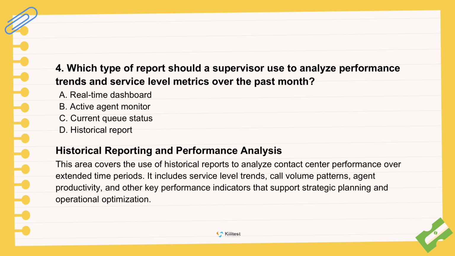Fair point. Question 4 is about the long game, the scenario. Which type of report should a supervisor use to analyze performance trends and service level metrics over the past month? The key words there are trends and past month. Options are A, real-time dashboard, B, active agent monitor, C, current queue status, D, historical report. The answer has to be option D, historical report.